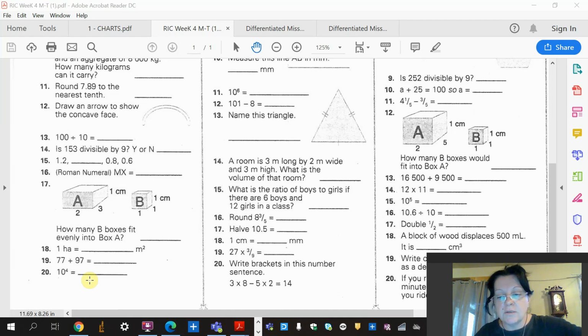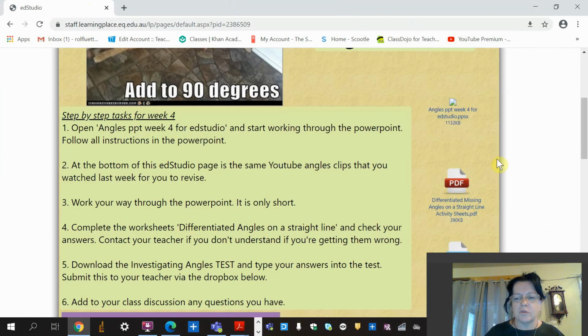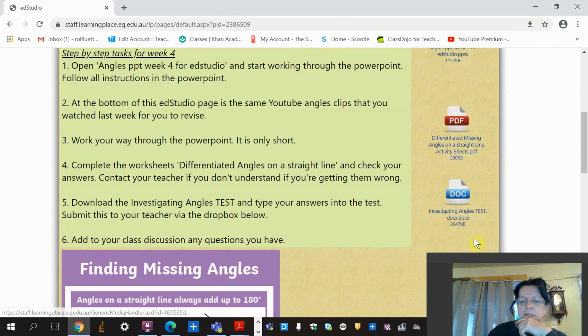So when you see those in brackets, those exponents, that's the order, and you do those inside brackets first, then you work out what the whole bracket is. Okay. Let's close those up and go back to Edge Studio and have a look at what you need to do. Now, there is an angles test on here, which we'll go through and work together.